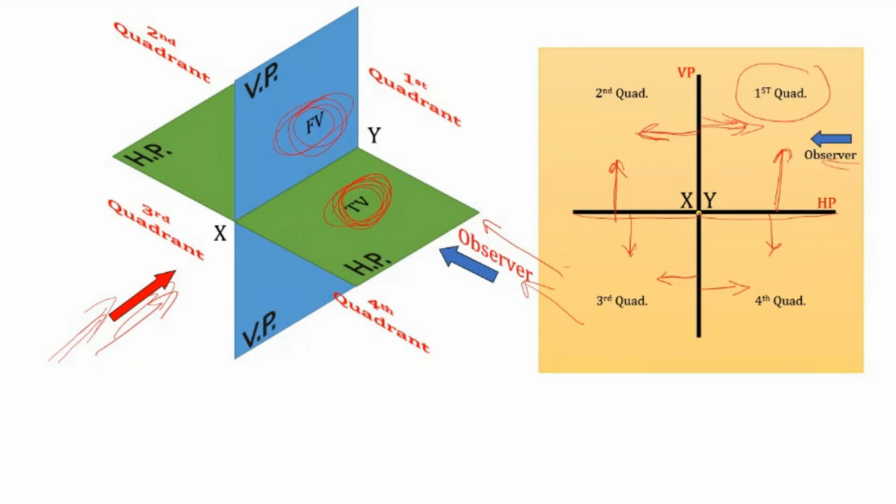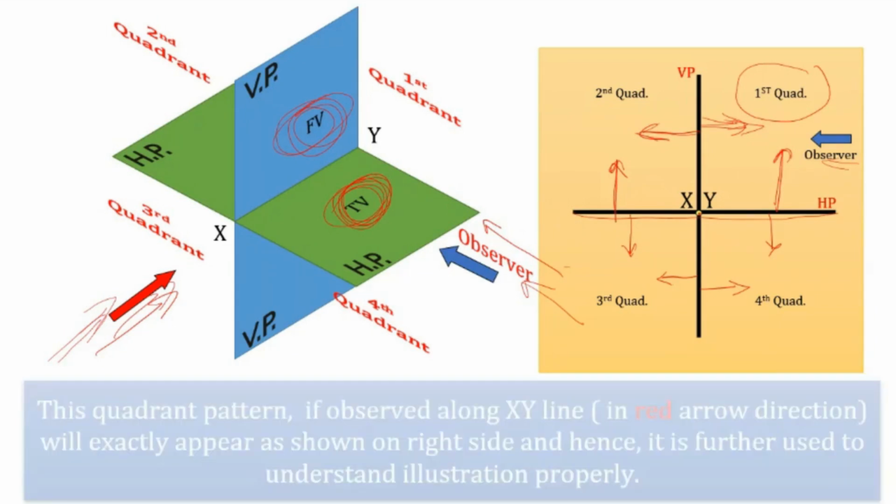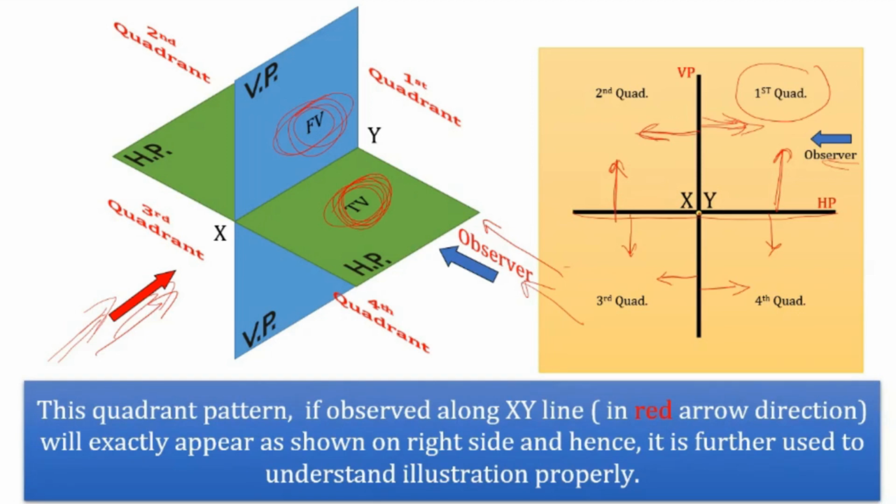So all these 4 quadrants we have now found out. That is, in the first quadrant, it is above HP and in front of VP. Second quadrant, it is behind VP and above HP. Third quadrant, behind VP and below HP. And fourth quadrant, in front of VP and below HP. So this quadrant pattern, if observed along the XY line, will exactly appear as shown on the right side, and hence it is further used to understand the illustration properly.